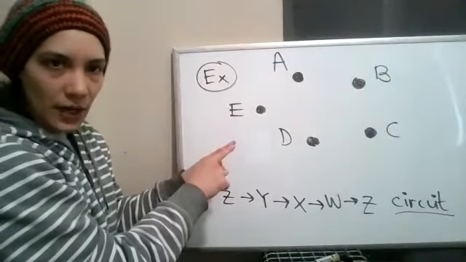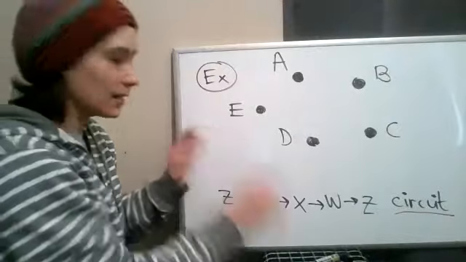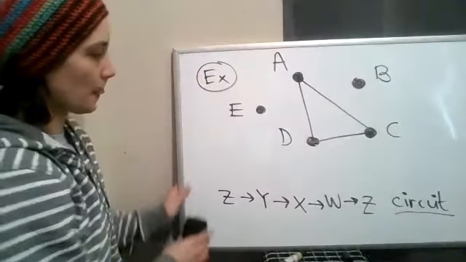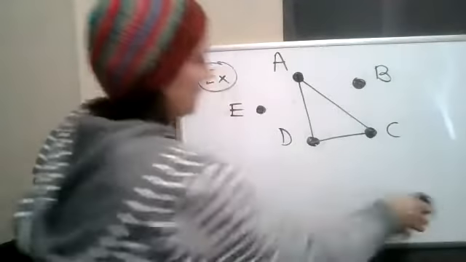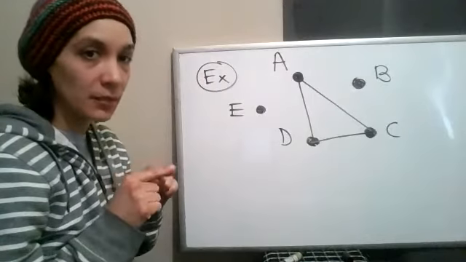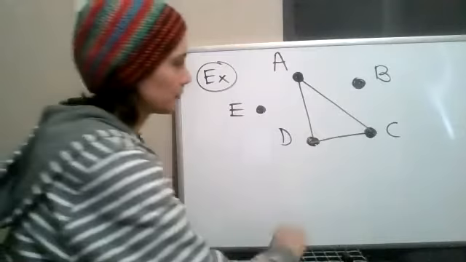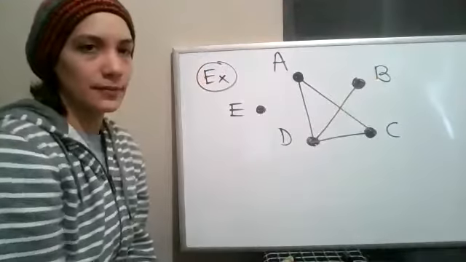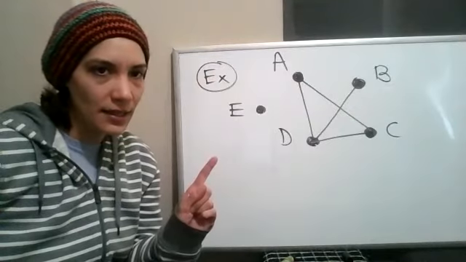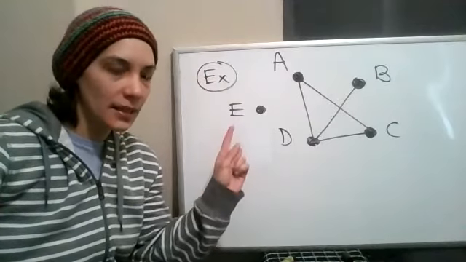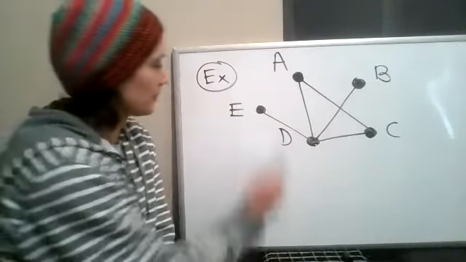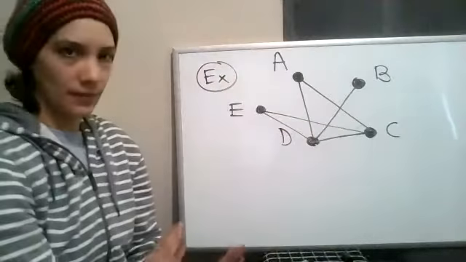Let's do, there's a triangle between A, C, D. There's also a connection between D and B. Also, there's an edge from D to E. And E goes over to C. That should be it.